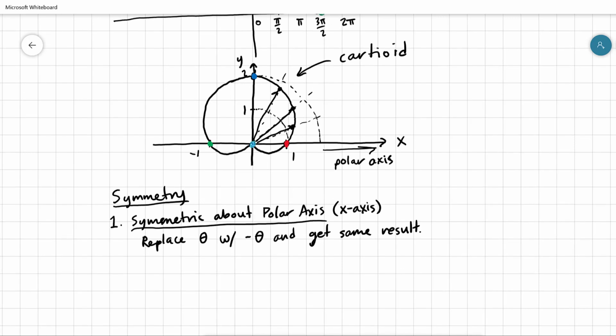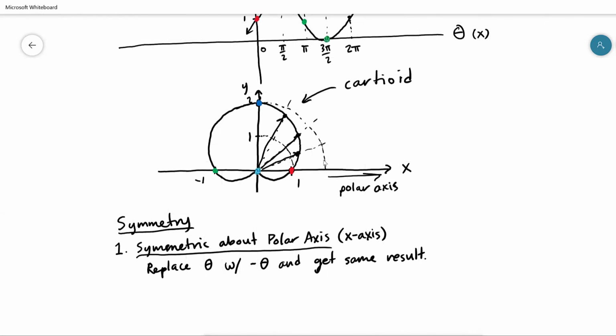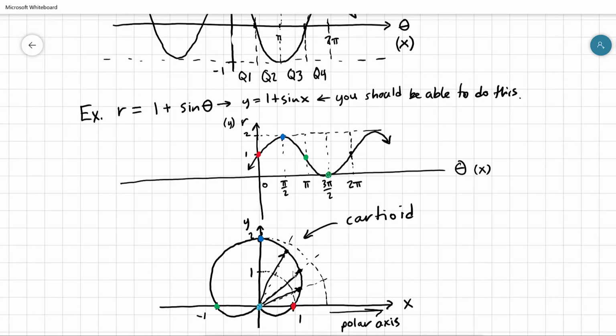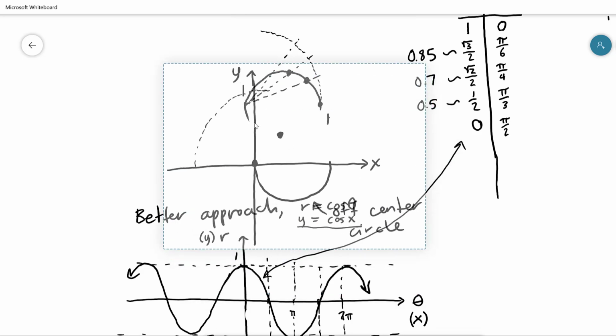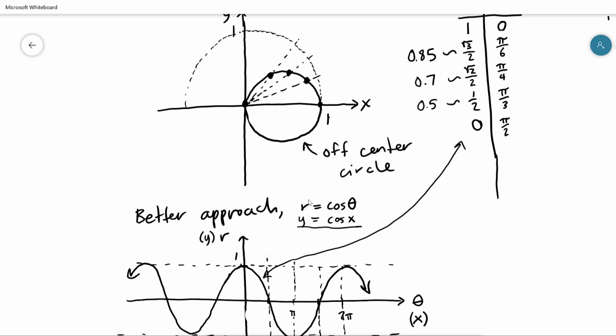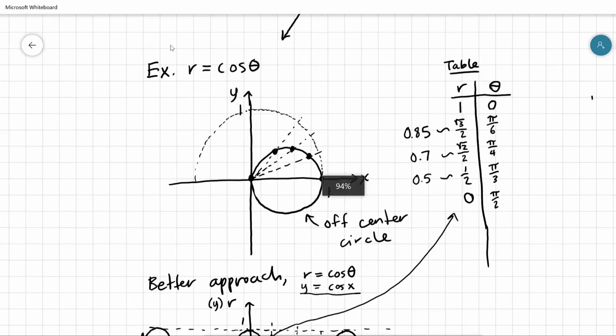So in our case, this shape is not symmetric about the polar axis, meaning I want this to be basically the mirror. This top half is not a mirror image of the bottom half, so this does not have that symmetry. So let's go to one that does. Here, this one. This one has the symmetry that we're talking about. The positive half, the region above the axis, is supposed to look the same as the region below. So this should have that symmetry. There we go. Let me go back to here.